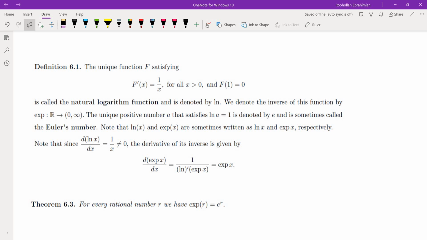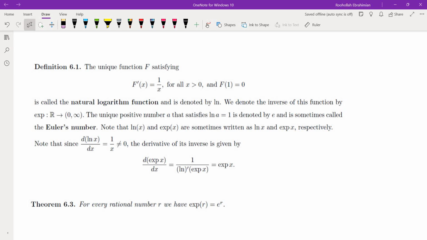We denote the inverse of this function by exp of x. So it's the exponential function. The domain of natural log is all positive numbers. Therefore, the range of exponential would be all positive numbers. The range of natural log, as we just showed, is all real numbers. Therefore, the domain of exponential would be all real numbers.